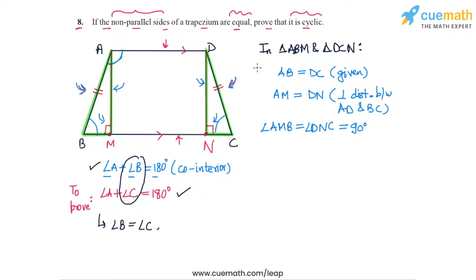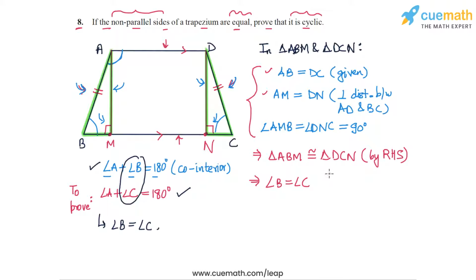So what we have here is two right angle triangles in which the hypotenuse and one side pair are equal, and this means that we can apply the RHS congruence criterion. We can say that triangle ABM is congruent to triangle DCN by the RHS congruence criterion. And from this it follows that angle B is equal to angle C by CPCT, corresponding parts of congruent triangles.